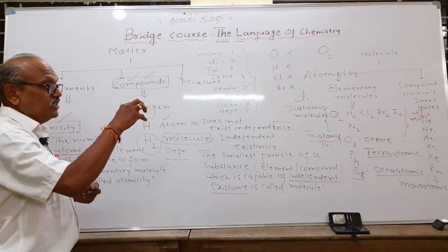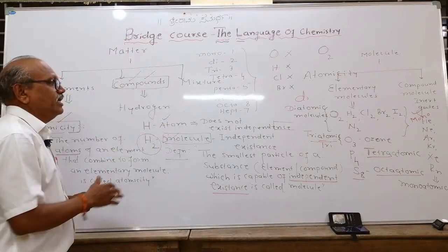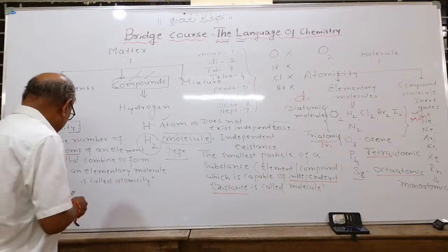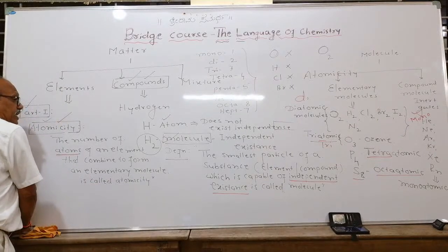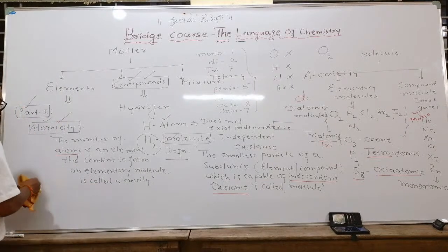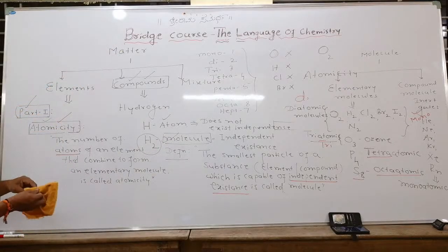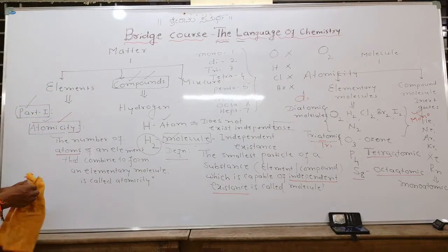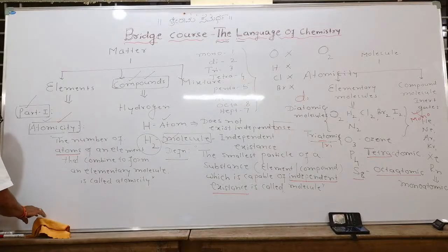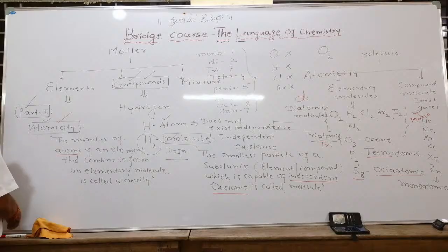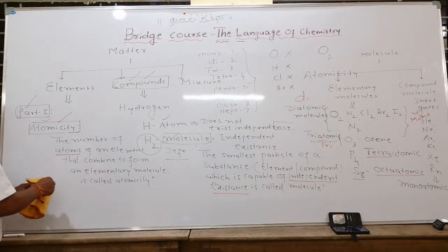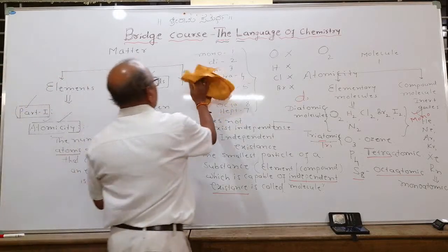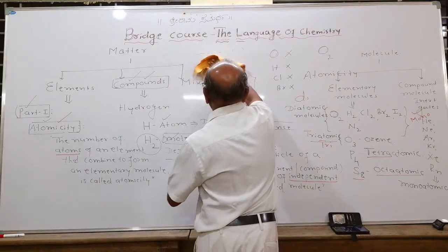Because they exist independently in that form only, they are called elementary molecules. Today, we are interested in studying our second step in the language. What is the second step in the language? Writing the formula of the compound. So today's topic is writing the formula of the compound. Therefore, we will come to the definition of a compound first.